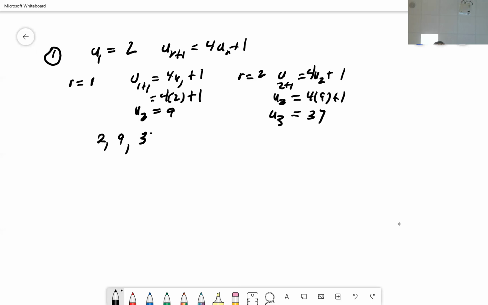And if you have to figure out the next few, it's just going to be 37 times 4 plus 1, and you get 149. And then the last one would be 149 times 4 plus 1. And so that's 597. And you're done. Do we agree? Yes. Very simple.